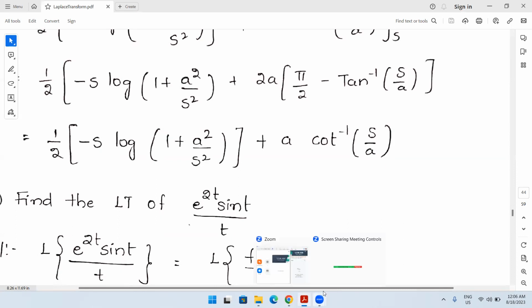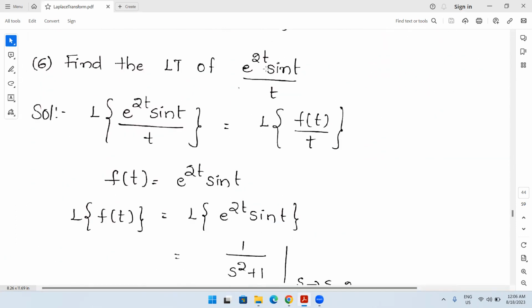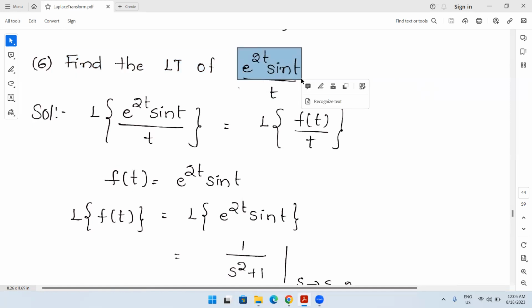In rare cases we get division by t square. Mostly we get only division by t. T cube problems are impossible. T cube, t power 4 problems are impossible. Okay, let us see the next problem. Find the Laplace transform of e power 2t into sin t by t. As usual, we ignore 1 by t and we take only e power 2t sin t as f of t.